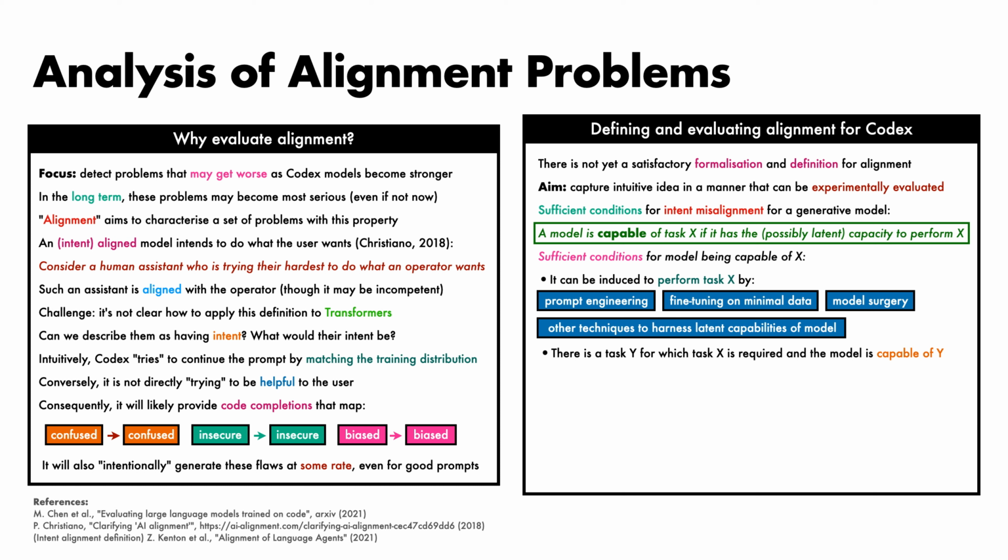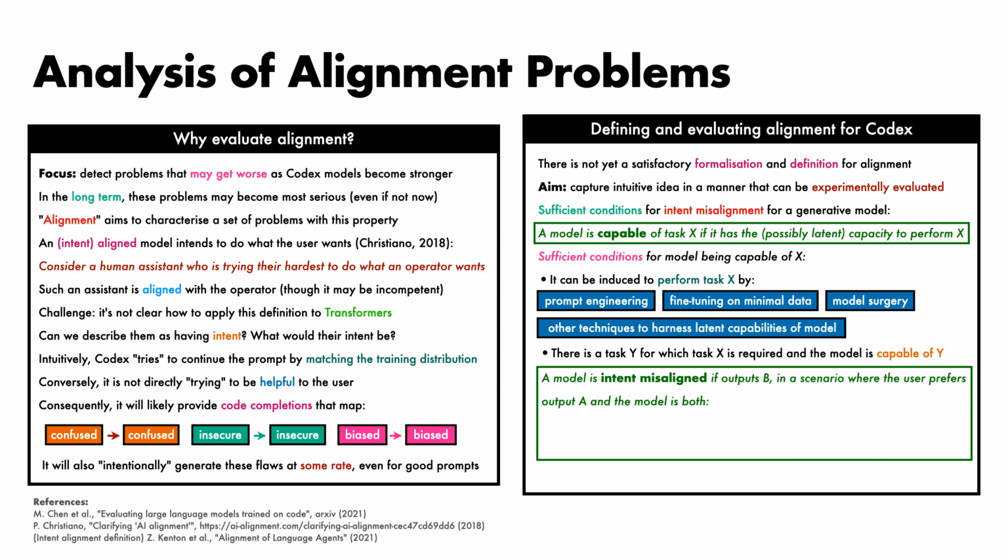With this definition of capability in hand, we can then say that a given model is intent misaligned if it outputs B in a case where the user would prefer it outputs A, and in which the model is both capable of outputting A and capable of distinguishing between scenarios in which the user desires output A and those in which the user desires output B. The Codex authors note that this definition exhibits various problems and subtleties, though these subtleties are not described in detail.